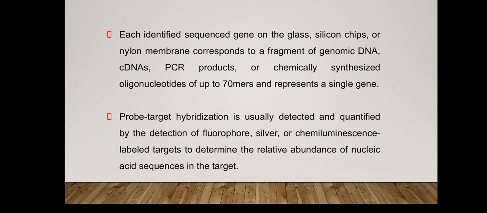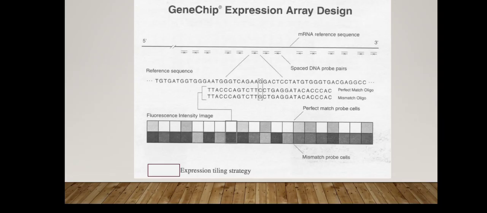Each spot on a microarray represents a specific gene or sequence corresponding to genomic DNA fragments, cDNA, PCR products, and chemically synthesized oligonucleotides up to 70 mers. These probes are designed to capture and detect specific target sequences, allowing researchers to analyze gene expression, detect genetic variations, and many more. This is the graphical representation.